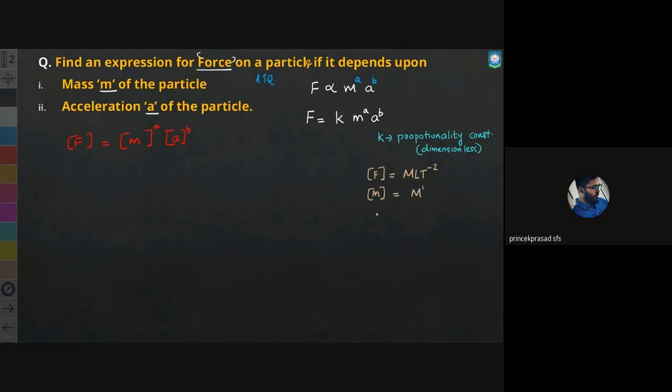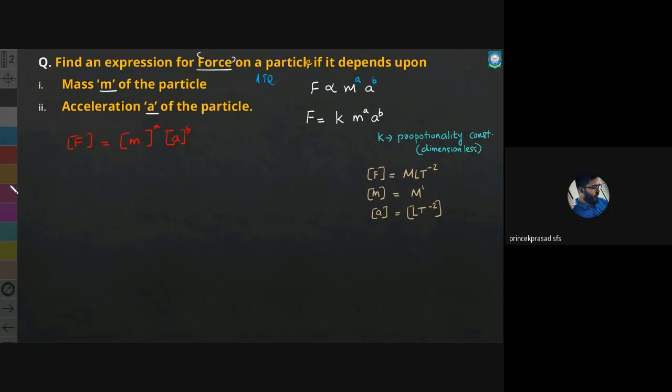What is the dimension of acceleration? A is a symbol. What is the dimension of acceleration? It is L T raised to minus 2. There is no mass, or if I write mass, I should write M raised to 0. Okay. Now apply it here.